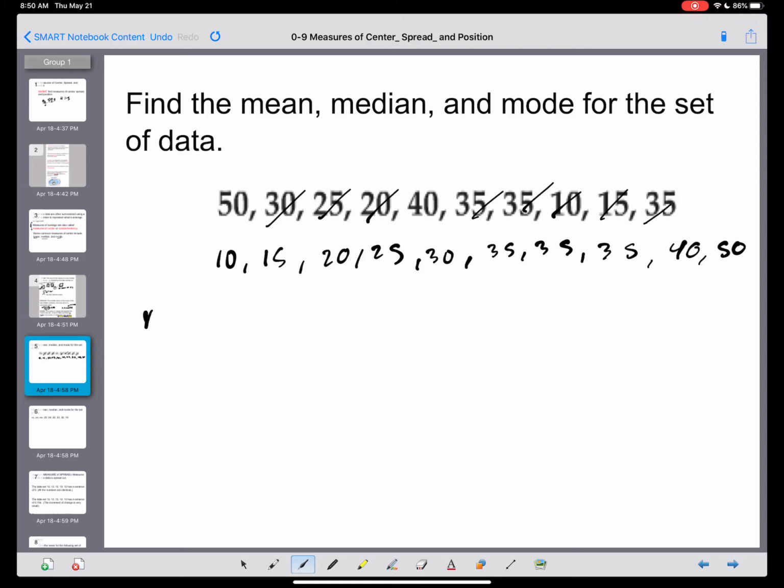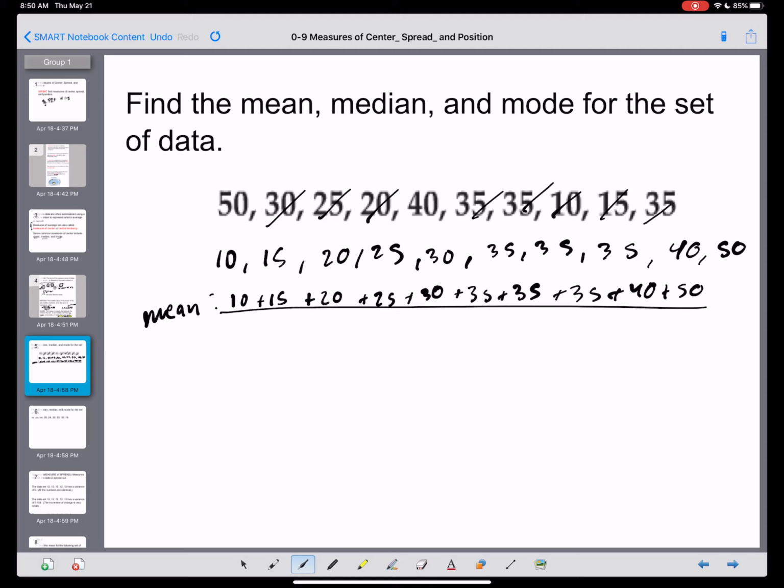Okay, so I'm going to do the mean first. And you should already know how to do the mean. You just add all those numbers. 10 plus 15 plus 20 plus 25 plus 30 plus 35 plus 35 plus 35 plus 40 plus 50. So just be careful that you don't skip a number. That's really important. And then you just divide by however many numbers we have. So we have 1, 2, 3, 4, 5, 6, 7, 8, 9, 10. So I have 10 numbers.